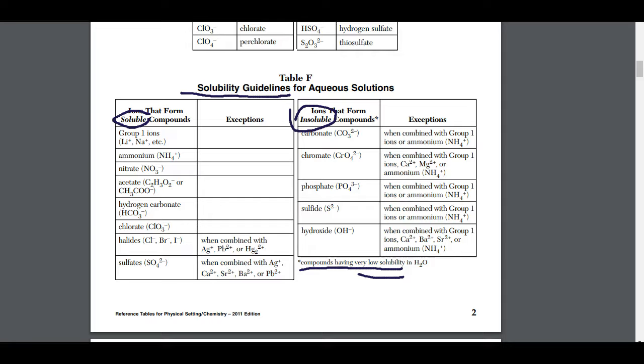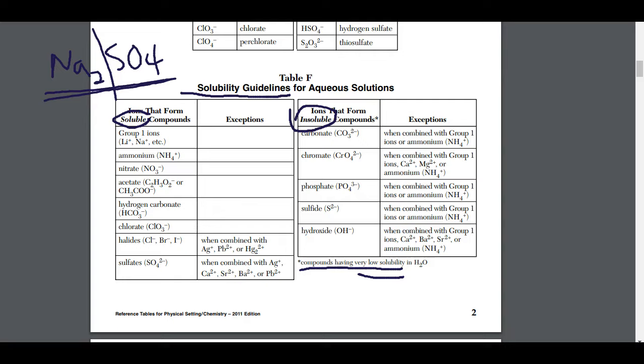In order to use this table, you would take a compound formula. For example, let's take Na2SO4. And you would break apart this ionic compound into its ions. So that's why I was saying reference table E also comes into play. So when I break it up into its ions, I have sodium ions and sulfate ions. And now I want to figure out whether this compound is soluble or insoluble in water.